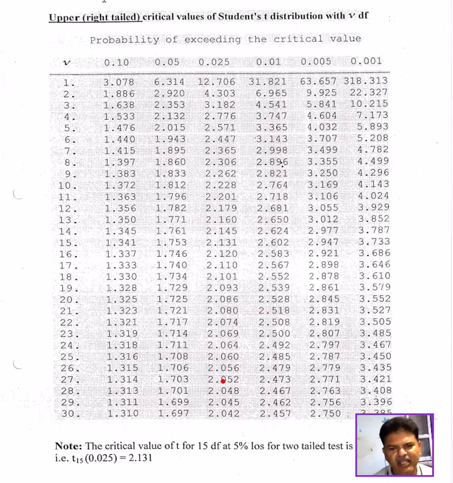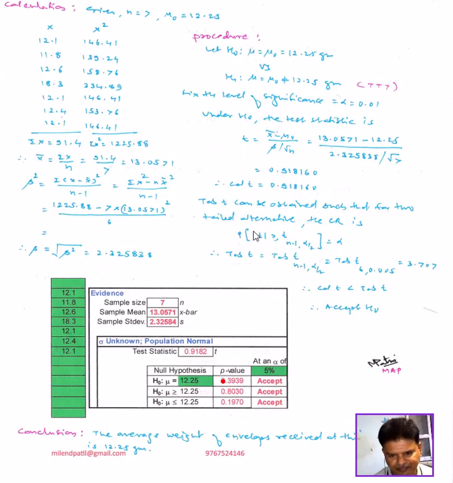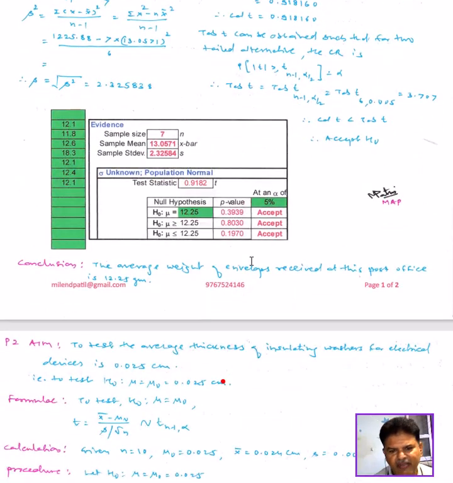So that is my table value of T. The calculated T is 0.91. Table T is 3.707. Therefore, calculated T is less than table T, so we accept the null hypothesis. So what is my conclusion in this case? My conclusion is the average weight of envelopes received at this post office is 12.25. This is the null hypothesis and we can accept this.